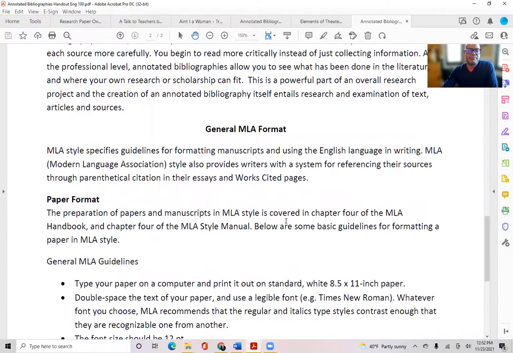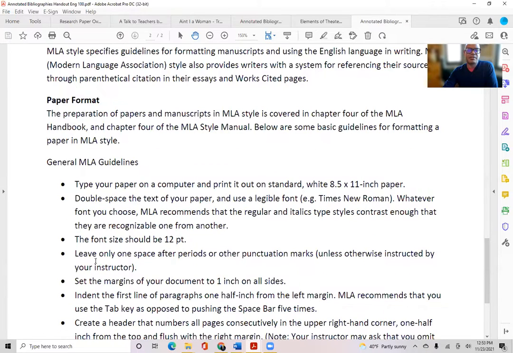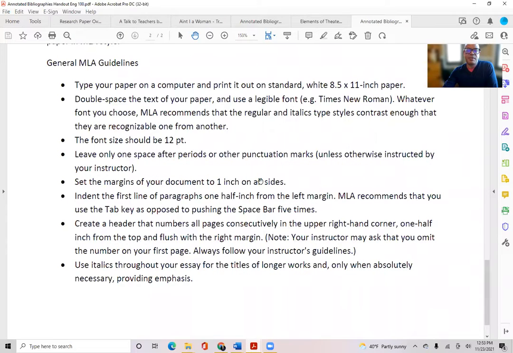So general MLA format, we know this already because this is the format of your papers. Type your paper on 8.5 by 11 paper. You double space your paper, use 12-point font, leave 1 space after the period, and set the margins of your document to 1 inch. You indent the first lines of the paragraph 1 inch from the left margin, and in MLA that means using the tab key as opposed to pushing the space bar 5 times. Create a header that numbers all the pages consecutively in the upper right-hand corner.